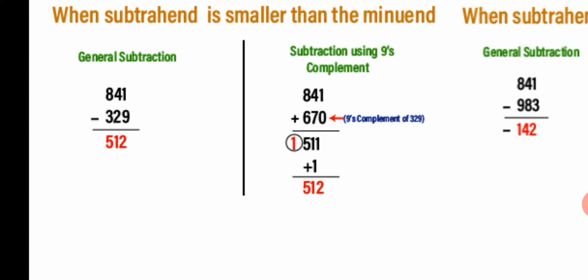So you can cross check whenever you solve in the examination, or whenever you solve some examples, you can cross check directly. You go for general subtraction and check with 9's complement subtraction also. It should be the same. Otherwise you have to believe that somewhere you have made a mistake. Understood? So this is one part.